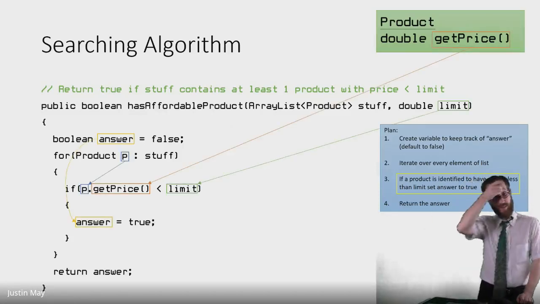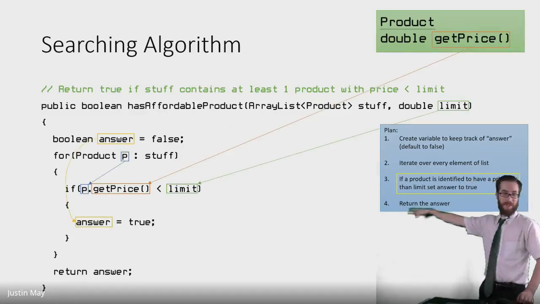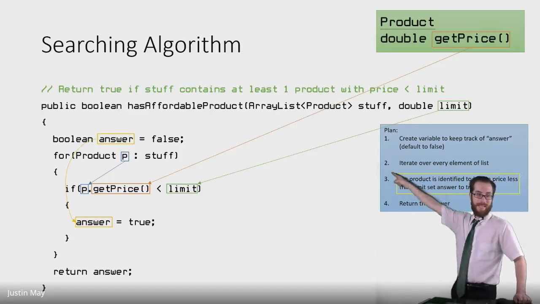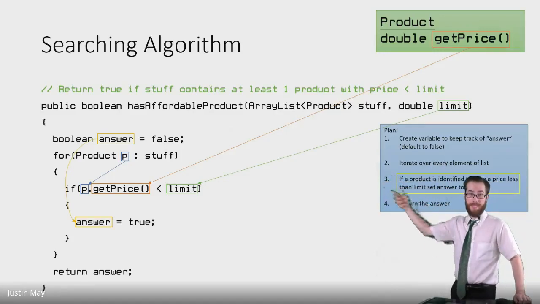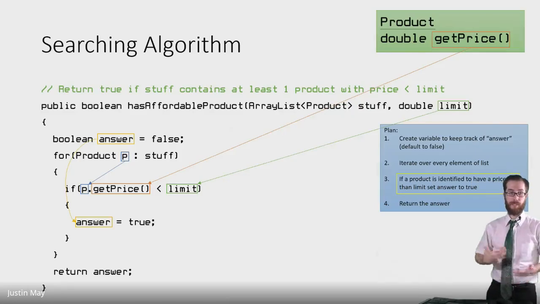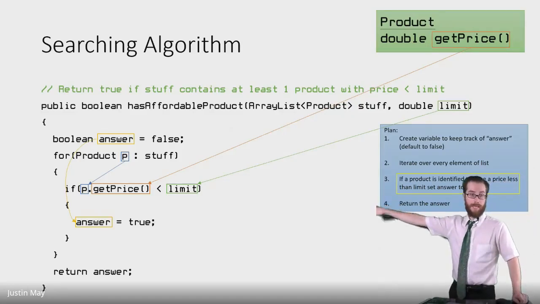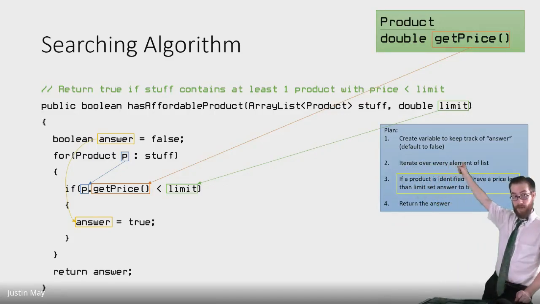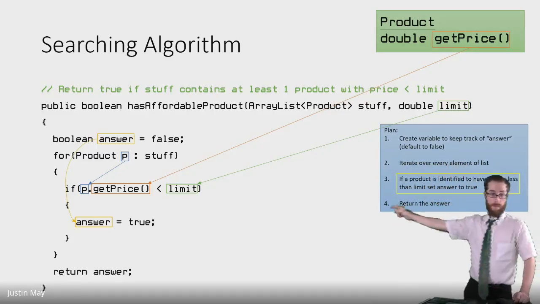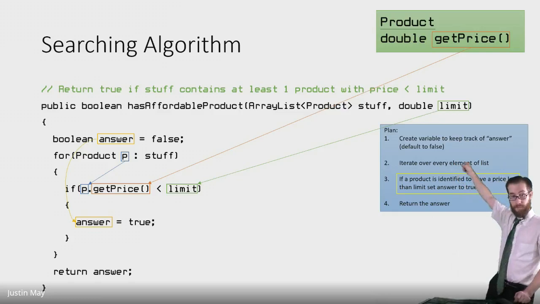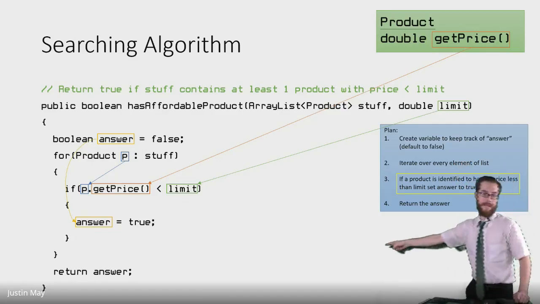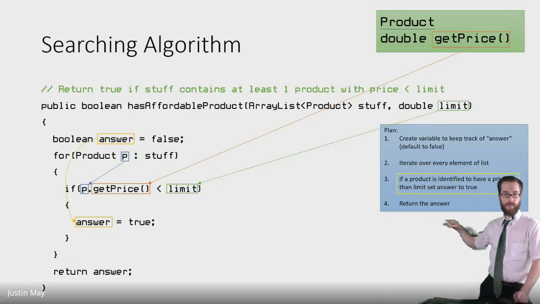So where did all this stuff come from? I just want to do some arrows here. So P is from the for loop, product P. That's the element that we're able to look at in this loop. It's the one we're currently iterating over. GetPrice is a product method that we're allowed to call. Limit came from my parameters up here because that's the thing I'm comparing to. And then answer was that variable we declared at the beginning. So that's where all these things came from.